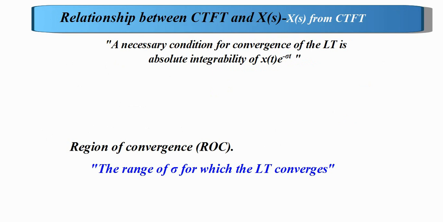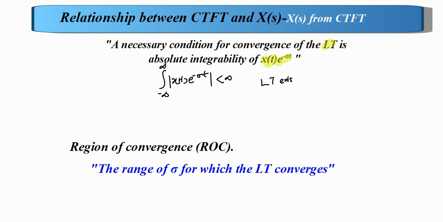A necessary condition for convergence of the Laplace transform is the absolute integrability of x of t into e raised to minus sigma t. In the previous case, only x of t needed to be absolutely integrable. Now it is modified: e raised to minus sigma t into x of t should be absolutely integrable. Then we can find the Laplace transform. In mathematical terms, the integral from minus infinity to infinity of the absolute value of x of t into e raised to minus sigma t should be less than infinity. Then only the Laplace transform exists.